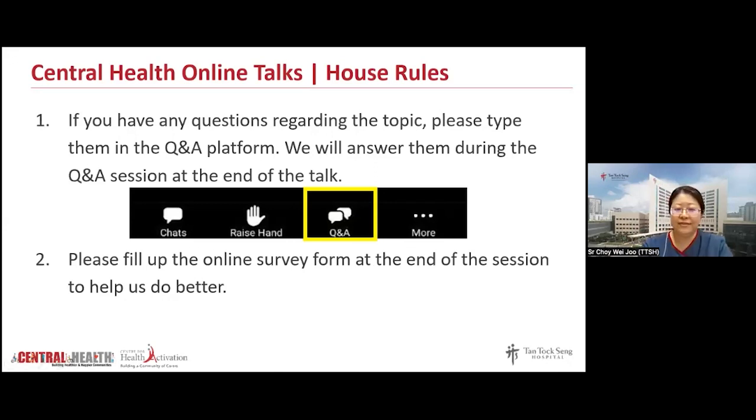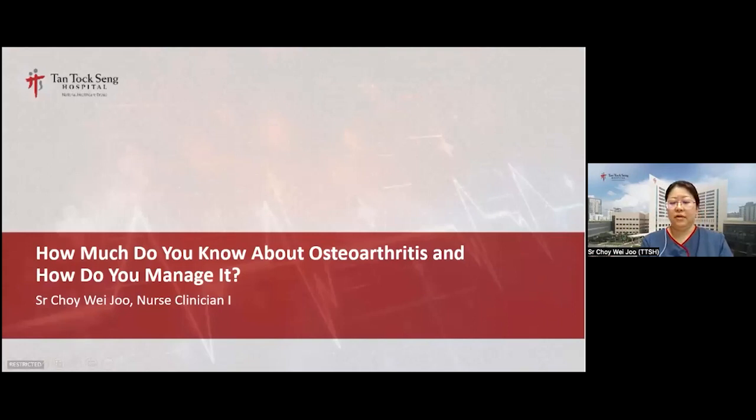Hi, good afternoon. Okay, so I'm Wei Ju from TTSH Rheumatology Department, and today I'm going to share with you about osteoarthritis. It's one of the very common arthritis we see in our lives.